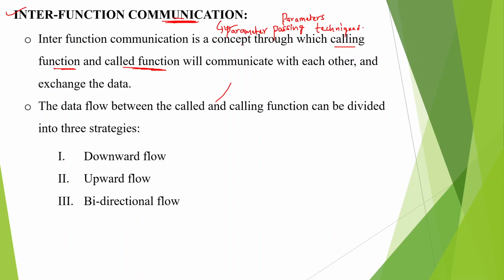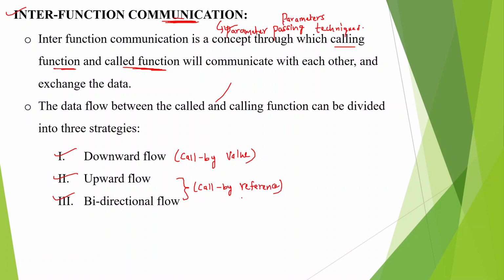There is nothing to worry about. See, in interfunction communication we have the topics like downward flow, upward flow, bidirectional flow, and in parameter passing, whatever downward flow we have, we call it call by value. Downward flow is called call by value. Then whatever upward flow and bidirectional flow we have, we collectively call it call by reference. Call by reference.